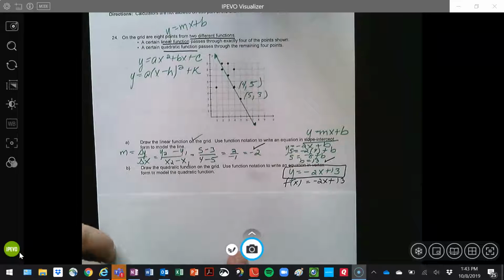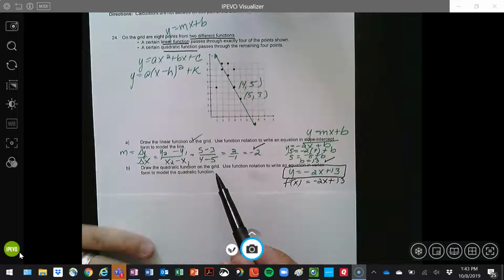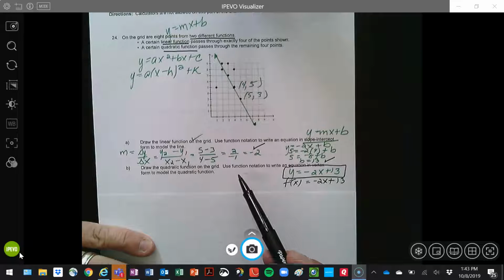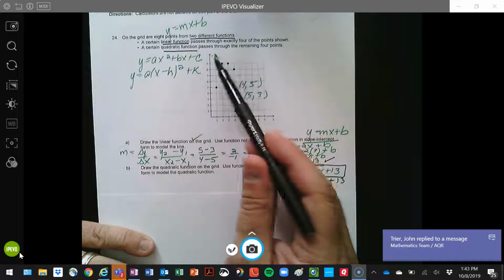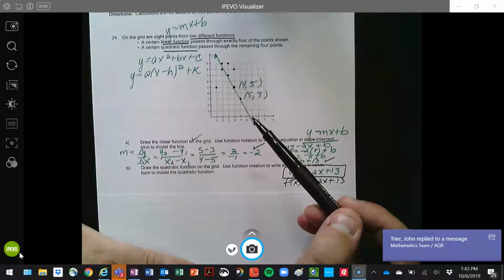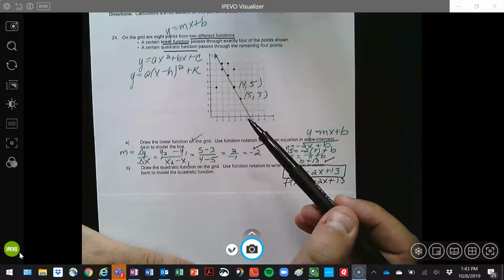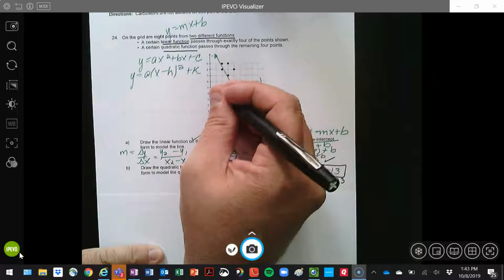In part B, we're told to draw the quadratic function on the grid. Use function notation to write an equation in vertex form to model the quadratic function. We've got our linear function which passed through the given 4 points. Now I need a quadratic function that is going to pass through the other 4 points. Let's make sure we know where those points are.